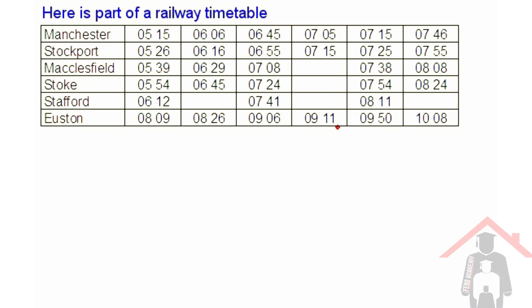This train here leaves Manchester at 7:05. It arrives in Stockport at 7:15. It doesn't stop in Macclesfield or Stoke or Stafford. It arrives at Euston at 11 minutes past 9.